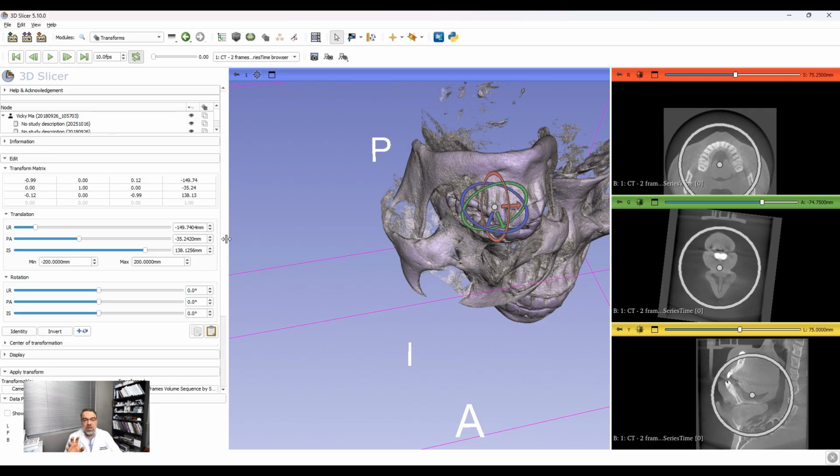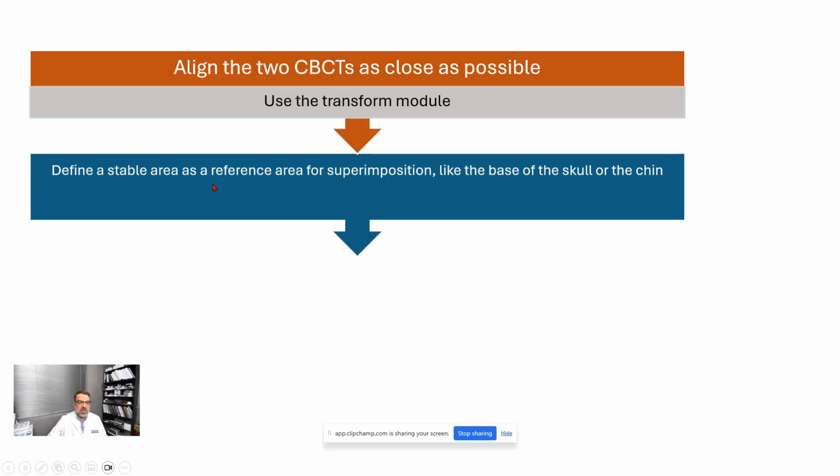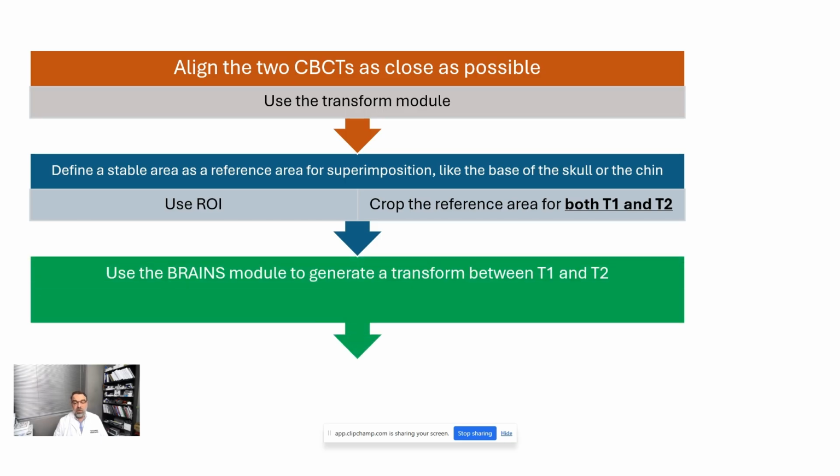So remember these 3 points. To summarize what we are doing, number one, align the two CBCTs as close as possible, and you will use a transform module. Then we will define a stable area as a reference area for superimposition, like the base of the skull or the chin. Use a region of interest, that box, and then you crop it. And remember, you crop both the before and after.